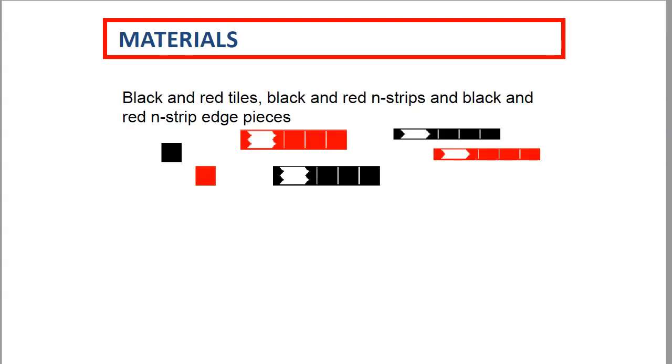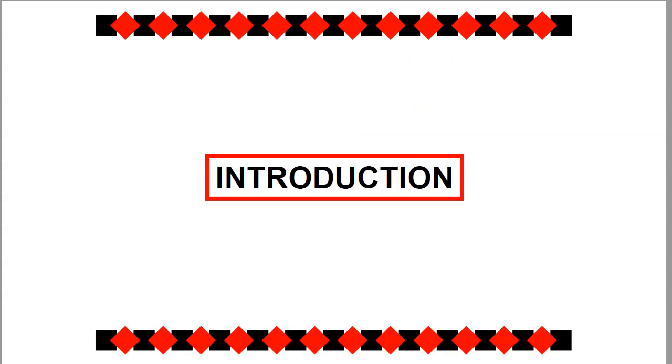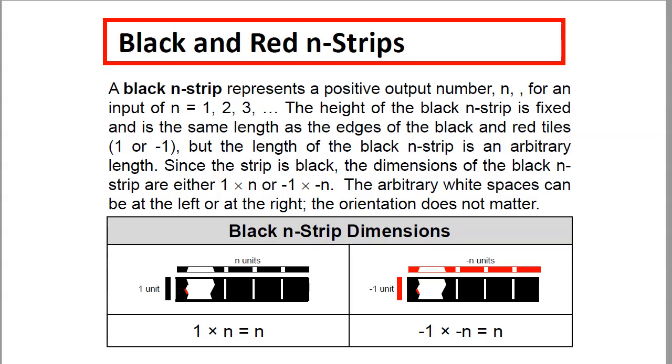We'll use black and red tiles and some new pieces, black and red end strips and black and red end strip edge pieces. We'll start by defining the black end strip. A black end strip represents a positive output number n for an input of n is 1, 2, 3, etc.